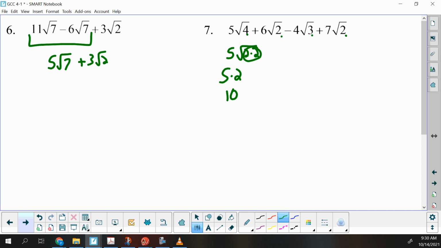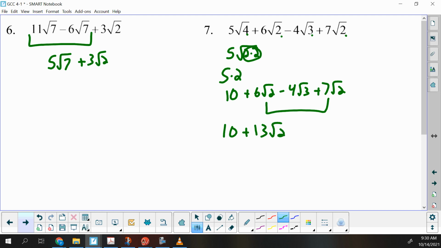Well, now our other parts, if we carry them down, we're looking for like terms to combine. Our only like terms are the square root of 2 ones. So we're going to have 10 plus 6 plus 7 gives us 13 square root of 2, and then we've got the minus 4 square root of 3. None of those are like terms, so we can't combine them.